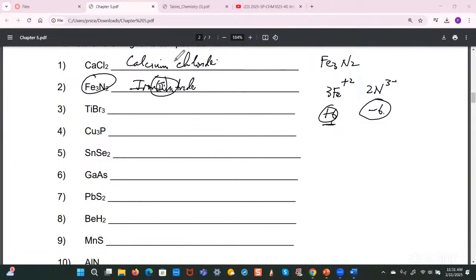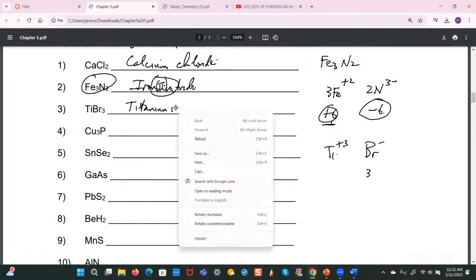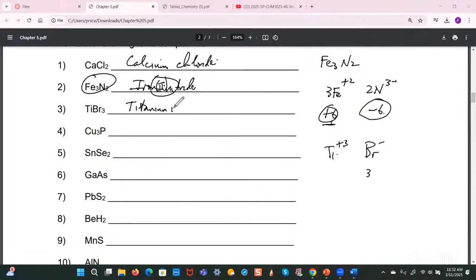In the case of the next one, if you look up titanium, and remember, I think titanium can be +2 or +3, right? In this case here, because each bromide has a -1 charge, and there are 3 of them, that means that the titanium must have a +3 charge, right? So therefore, the name of this compound is titanium 3, oops, titanium 3 bromide.